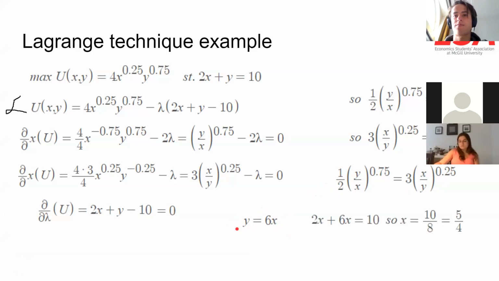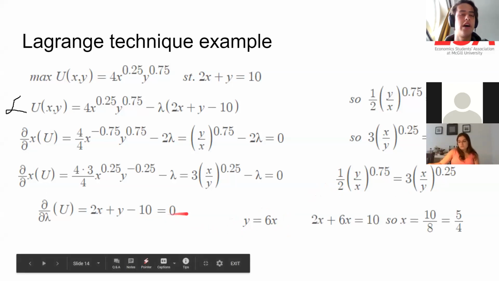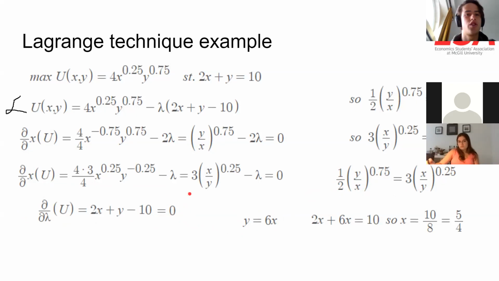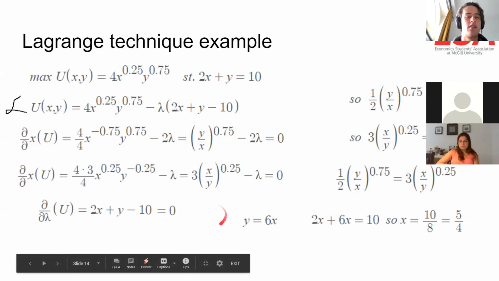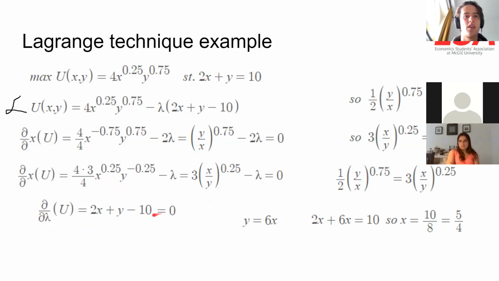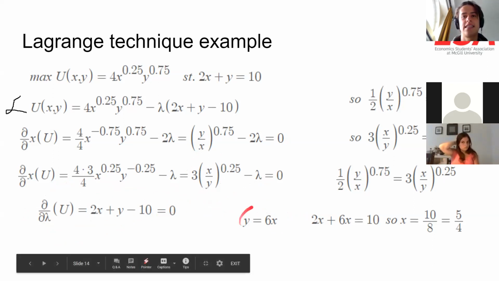Cool. So now, using the last part of our equation to make sure that our function follows every single partial derivative, we'll put 6x instead of y into this equation, which gives 2x plus 6x equals 10, which gives us our first value for x.